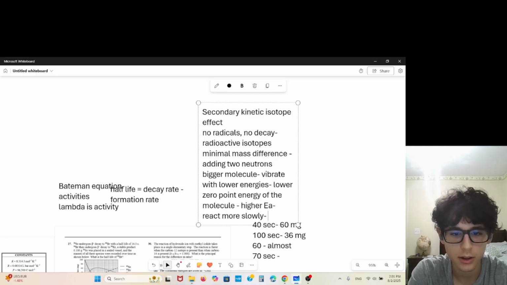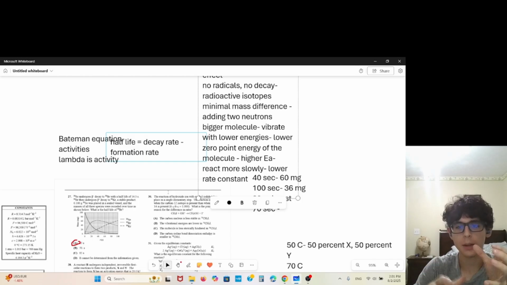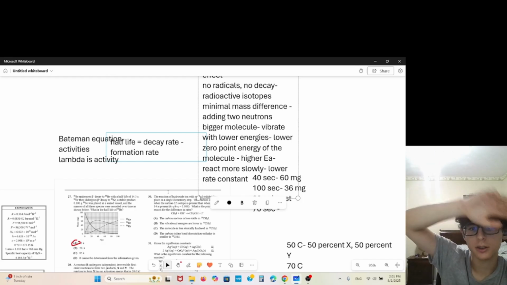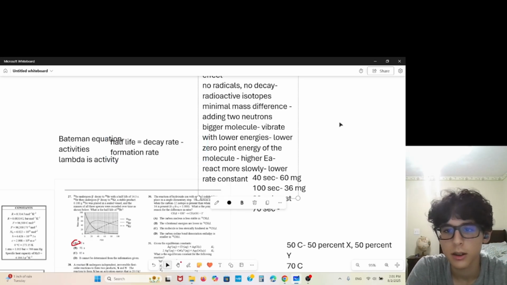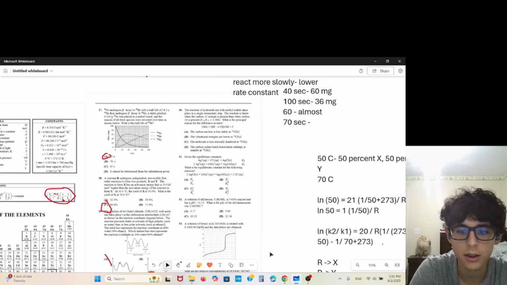So it's gonna be a lower rate constant. Perfect. So that's what the vibrational energies are. When you have a molecule at rest, it's still vibrating. That's the zero point energy. The lower it is, because of more bulk, it's going to have a higher activation energy to cross, to react. So that's pretty cool. I like this question. That was up to 30.